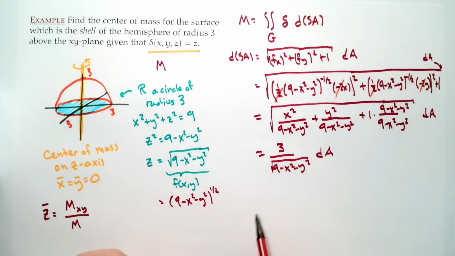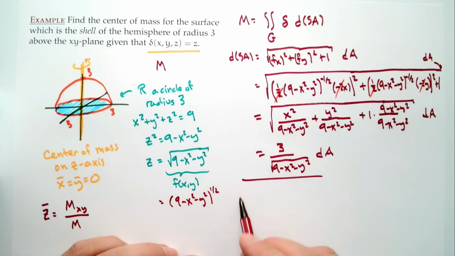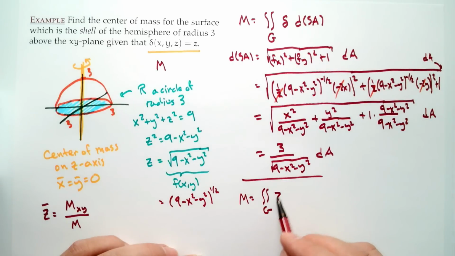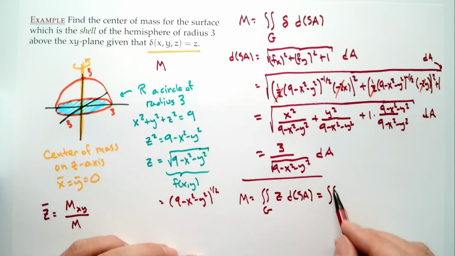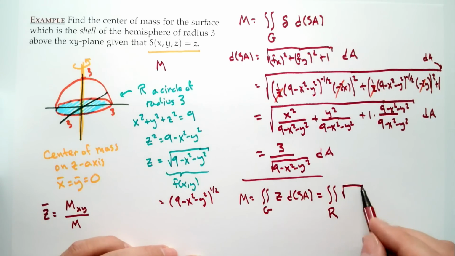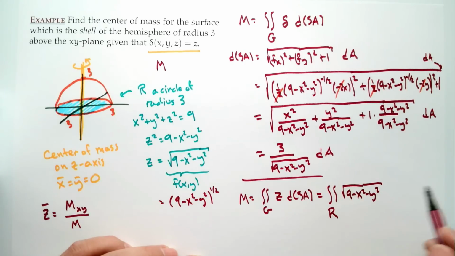So now we're ready to tackle our mass. So what's our mass? It's going to be the integral over our surface. Our density is z dSA. And now this will become the integral over our region. z becomes our function, the square root of 9 minus x squared minus y squared. dSA becomes 3 over the square root of 9 minus x squared minus y squared, and dA.